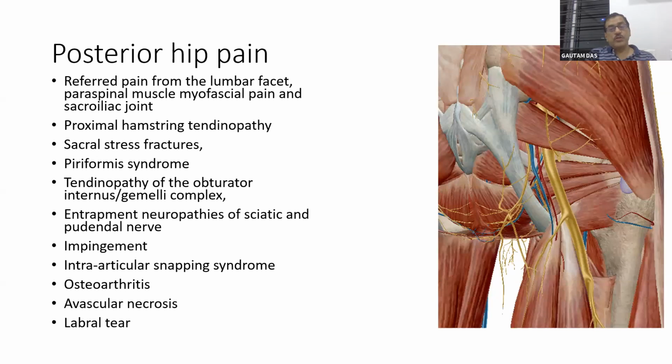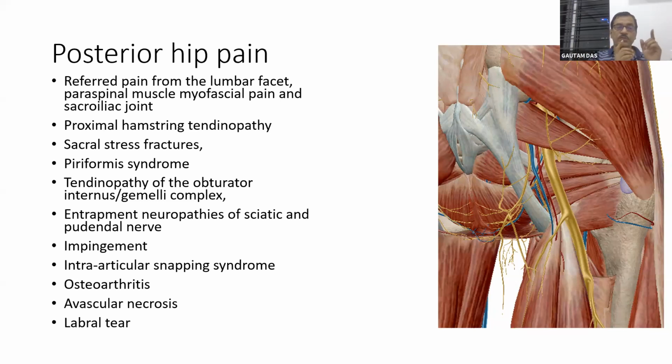Then comes the posterior hip pain. The most common cause of posterior hip pain is your referred pain. So if you are talking about the whole of the hip pain, anterior, medial, lateral, posterior, all together, the most common hip pain is not the articular hip pathology. It is the referred pain coming from above. Which kind of extra-articular cause can cause hip pain?